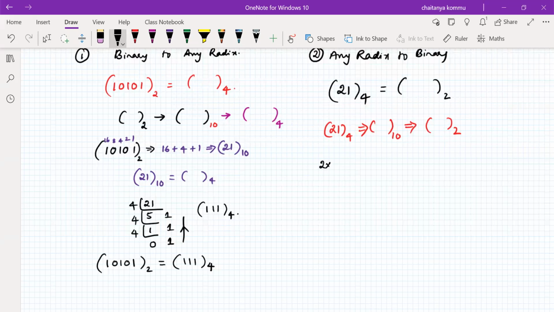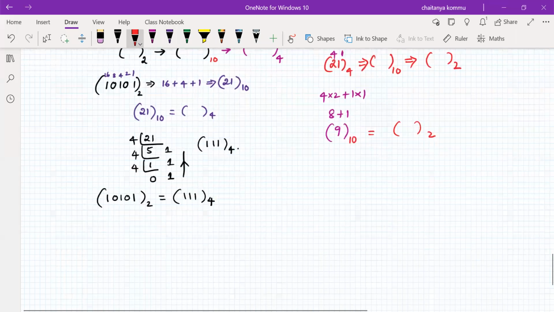Of course, this I will do with the positional weights only. This is 1, am I right? This is 4 power 1, means 4, right? This is the weight. So we have to do 2 into 4 plus 1 into 1. So what is the value? 8 plus 1, that is 9. So 9 of base 10. So now base 10 is converted into base number 2.